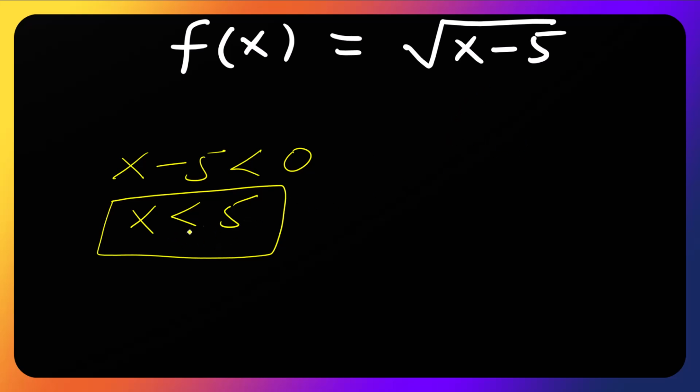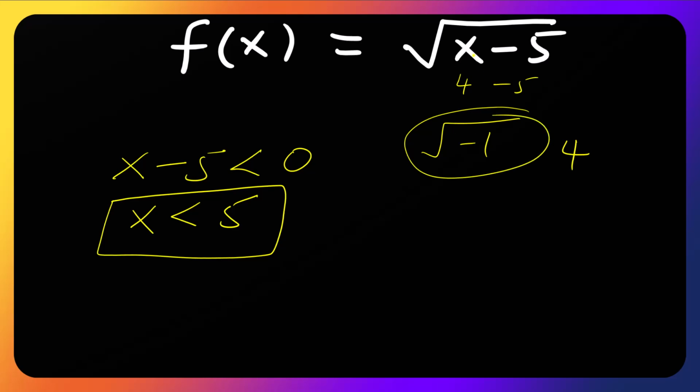Now let's look at values of x less than 5. We have 4, which is part of that. So let's plug in 4 and see. If I put 4 here, 4 minus 5 will be minus 1, and minus 1 will be undefined here. Now let's go to 3. If I plug in 3, it will be 3 minus 5, which is minus 2, which will still make this undefined.